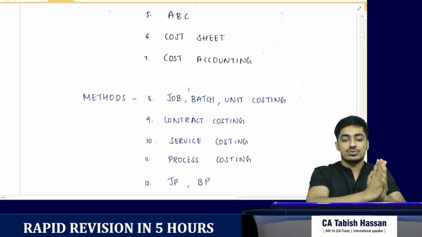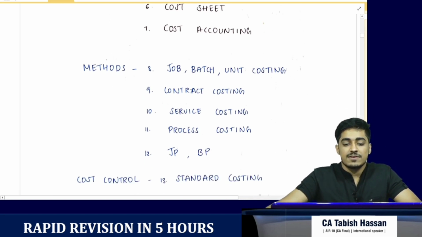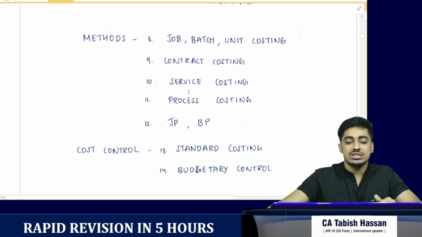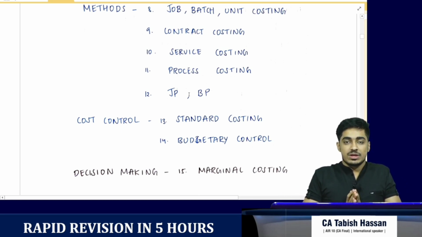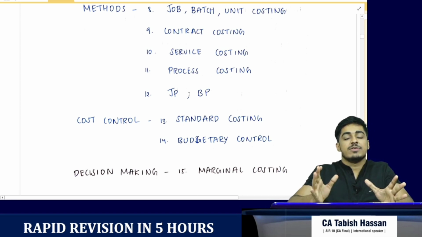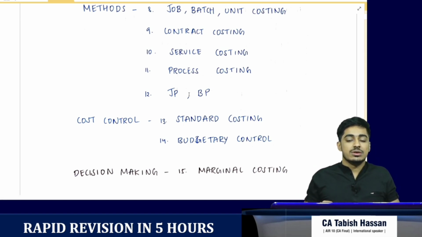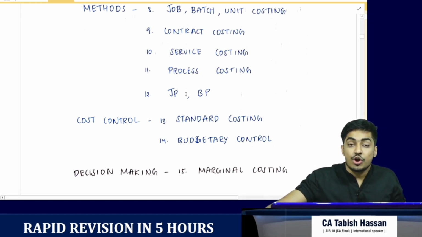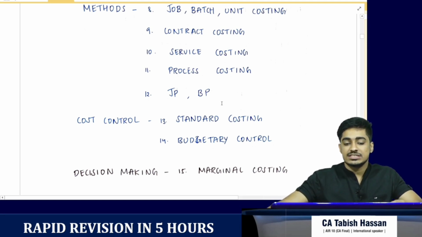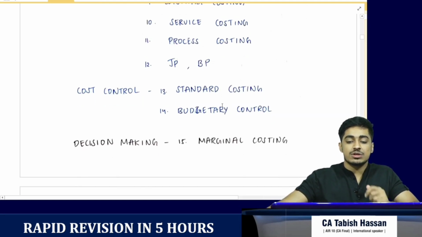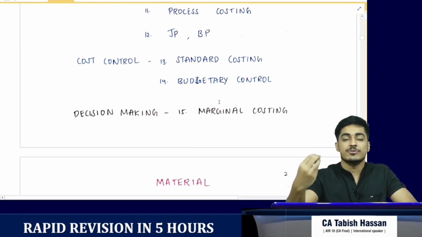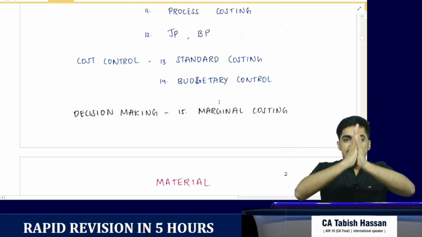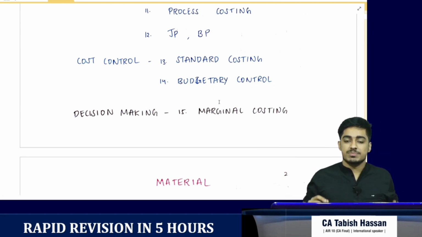Then to ascertain the cost, we have methods of costing, wherein we have job, batch, unit costing, contract costing, service costing, process costing. And then again, in process costing, if more than 1 unit is manufactured, how do we distribute the cost? This we get by the principle of joint product and byproduct. Next, to control the cost, we have standard costing and budgetary control. And for decision making, that is for new goods or services, whether to manufacture or not, whether to accept the offer or not, we have marginal costing. This is the entire world of costing in one simple chart.